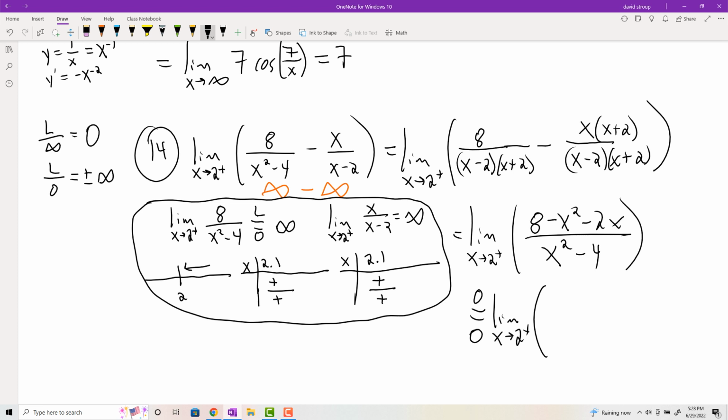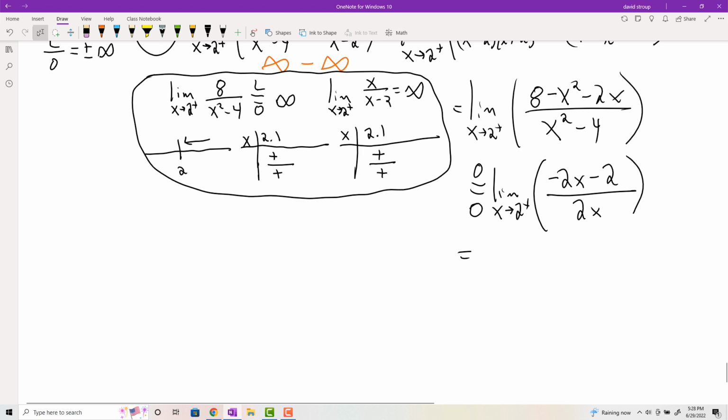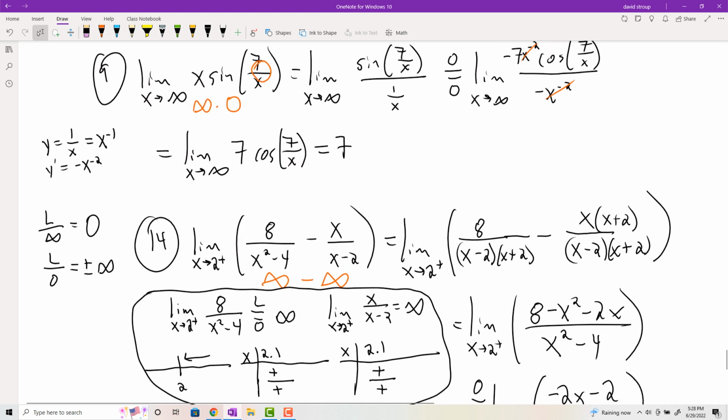Derivative of 8 is 0. Derivative of negative x squared is negative 2x. The derivative of negative 2x is negative 2. And in the denominator, the derivative of x squared is 2x. Derivative of negative 4 is just 0. And then we try another substitution, see if it works. So plugging in 2, you get negative 4 minus 2, which is negative 6. On the bottom, 2 times 2 is 4. And that should be our answer, negative 3/2. So those are two types.